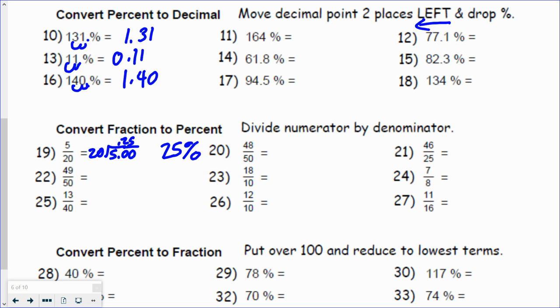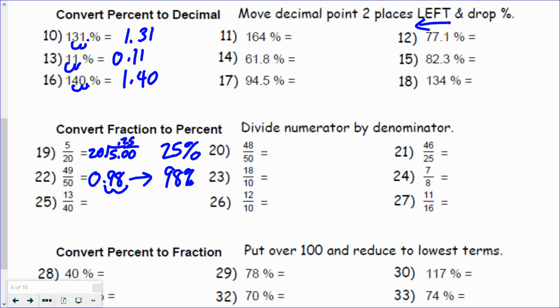Okay, what about 49 divided by 50? Okay, if I put it in the calculator, I get this. But we need to move our decimal over twice to get 98%. Doesn't that make sense? Because 49 is so close to 50, it should be almost 100%. Okay, you had 50 pennies and your brother took 49. He almost took all of your pennies.